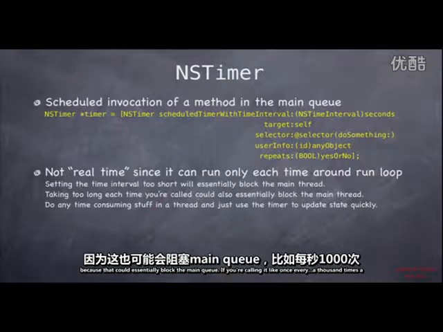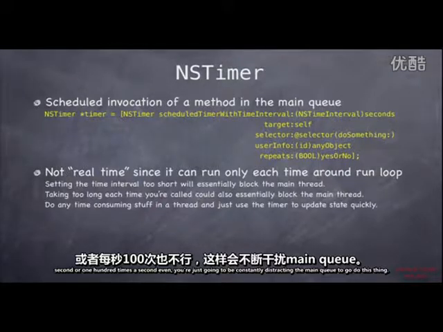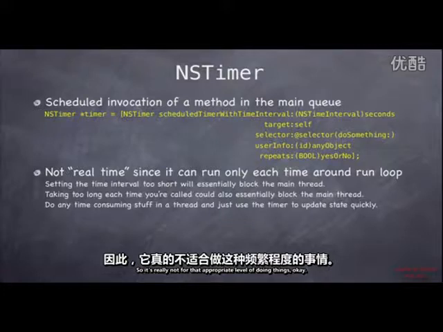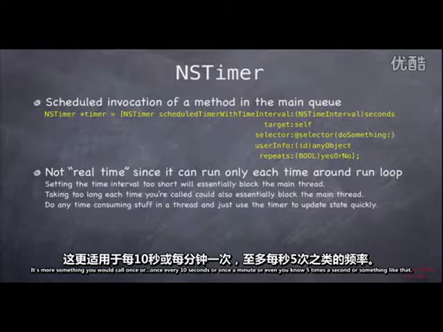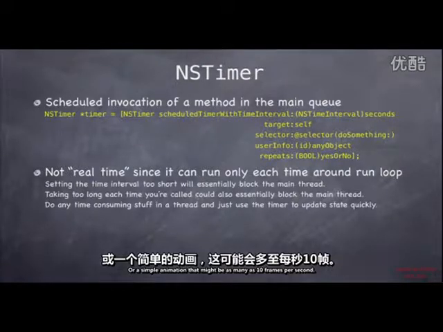If you're calling it like once every 1,000 times a second or 100 times a second even, you're just going to be constantly distracting the main queue to go do this thing. So it's really not for that appropriate level of doing things. Okay? It's more something you would call once every 10 seconds or once a minute or even 5 times a second or something, or a simple animation that might be as many as 10 frames per second.